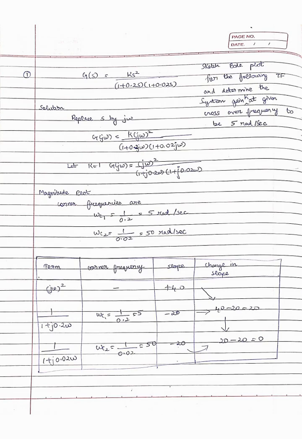So the next pole is 1 plus j 0.02 omega. Omega c2 equals 1 by 0.02, it is 50. So the slope is minus 20. So 20 minus 20 becomes 0. So this is the magnitude plot.